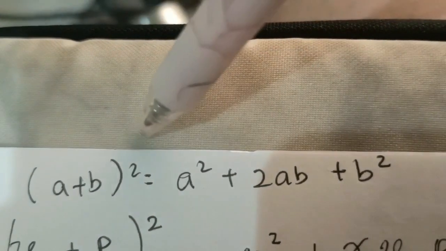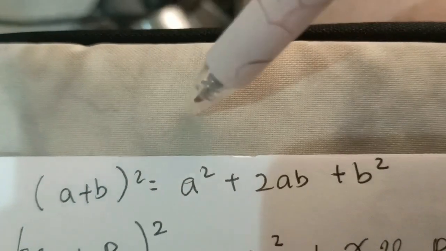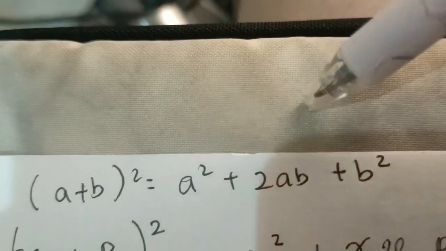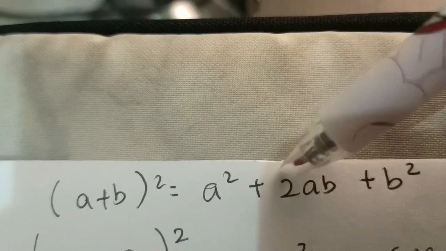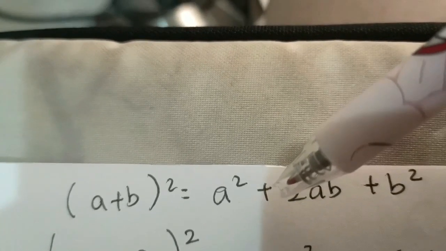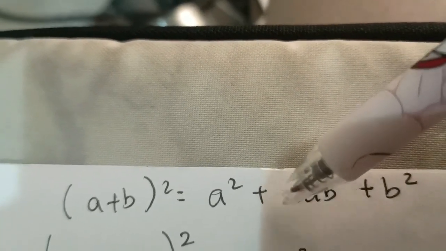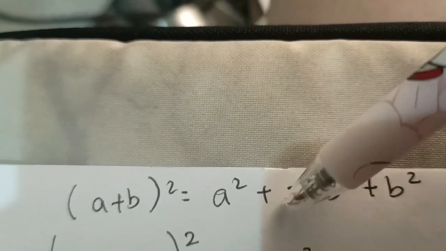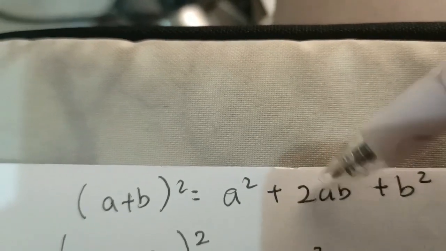You remember that a plus b in the bracket quadrat equal to a quadrat plus 2ab plus b quadrat. You see there is 2 over here, right? Because there is 2 over here, that's why when we would like to change it into another form, we need to divide it with 2.